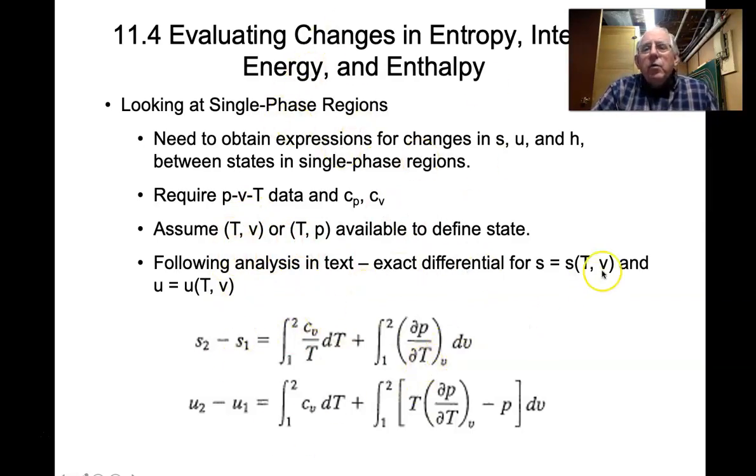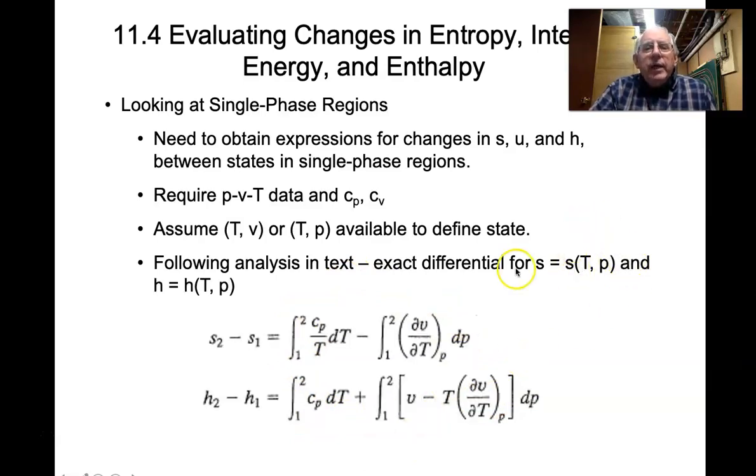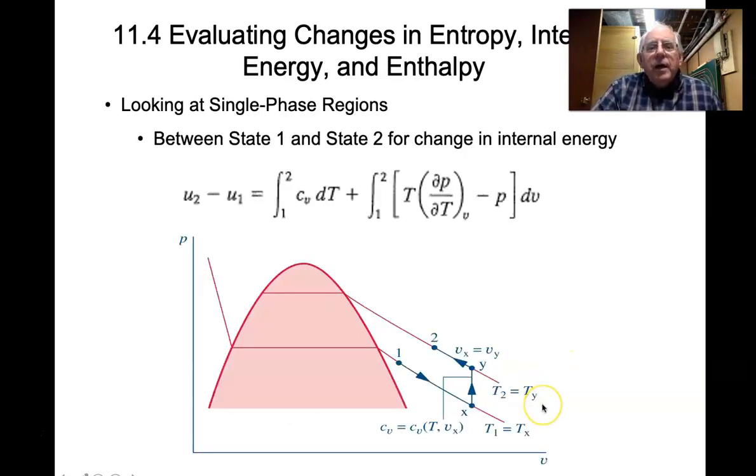We make the assumption that entropy and internal energy are functions of temperature and volume. And again, the textbook shows how we can establish these two equations. Likewise, if we assume that temperature and pressure are our two independent properties, we can then write an expression for the change in entropy and the change in enthalpy as a function of what's happening to the temperature, pressure, volume, and specific heats.